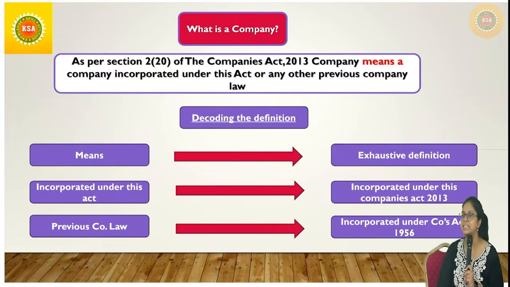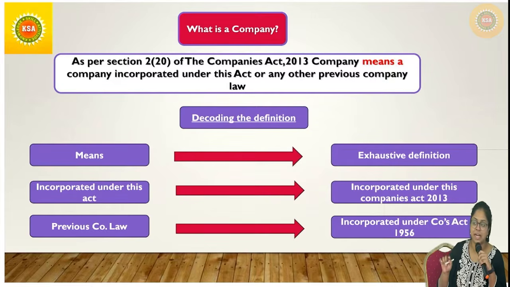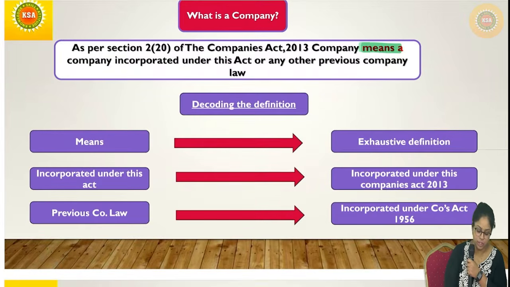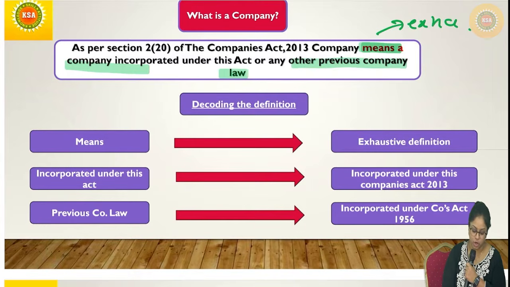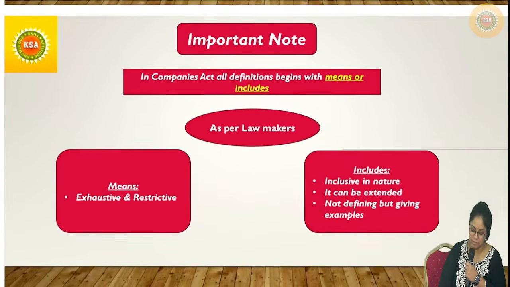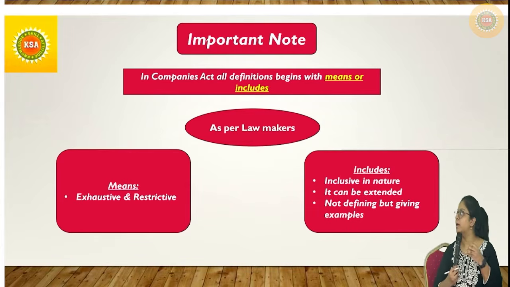Next, moving on to what is a company. A company is defined under section 2 clause 20. A company means a company that is incorporated under this act or any other previous company law. Here, when we use the word means, it says that the definition is an exhaustive definition. And when we say it is incorporated under this act or any other previous company law, it should be either incorporated under the Companies Act 2013 or any other previous company law, such as the Companies Act 1956.